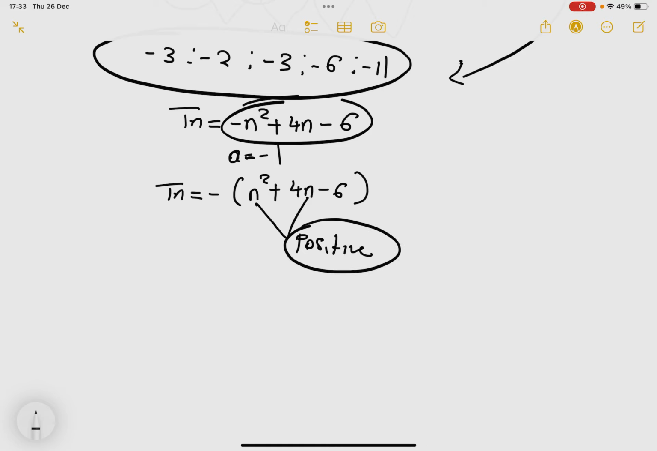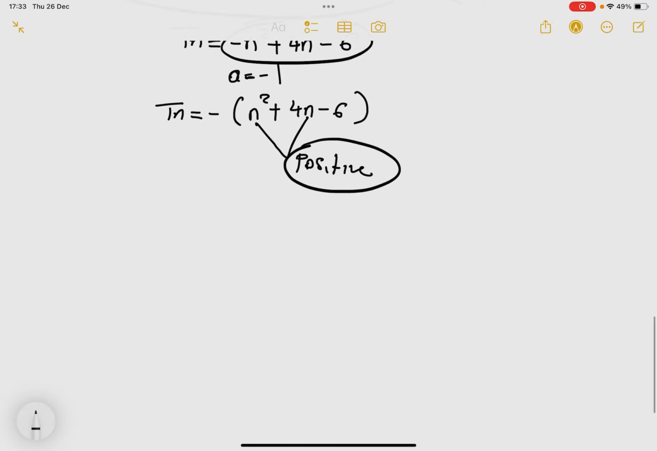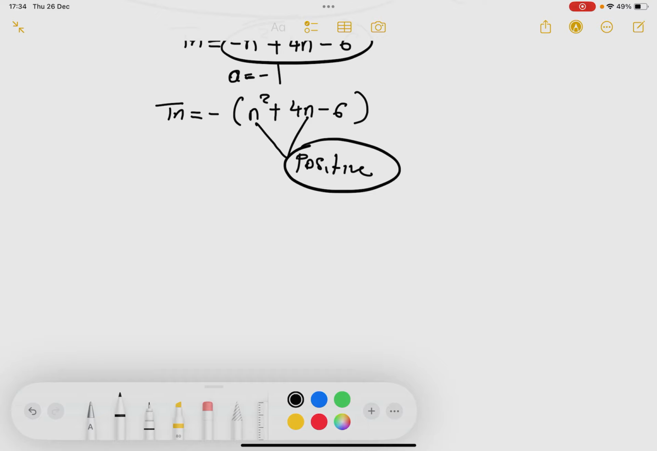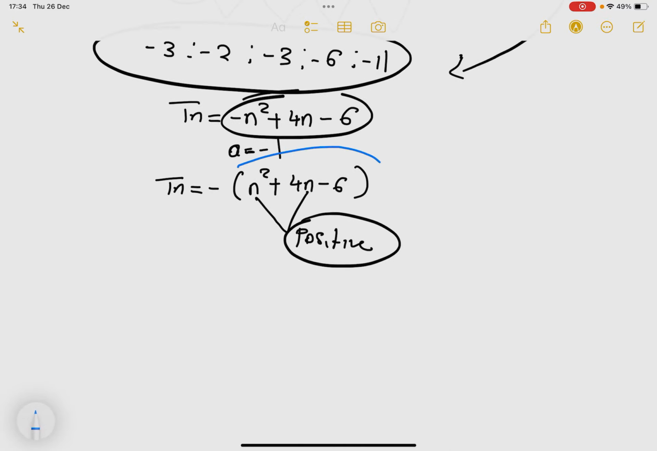So because of that, any number that's going to be generated from here will always be positive. I want you to put 1 where there is n. Let's forget about this negative and just put 1 where there's n. If we put 1 squared plus 4 times 1 minus 6, what do we get? We get minus 1. We're actually going to get minus 1.